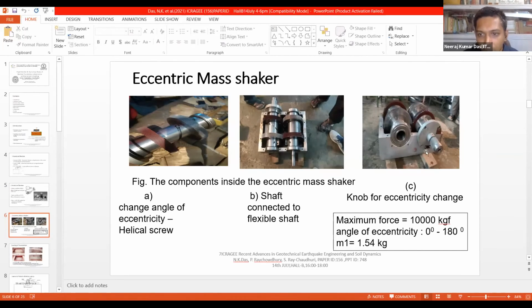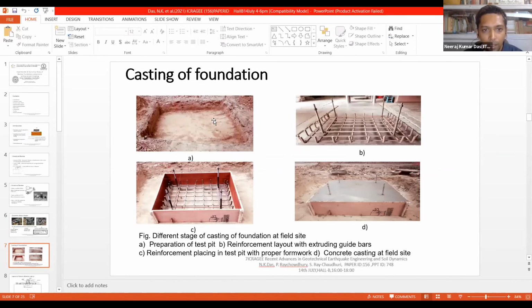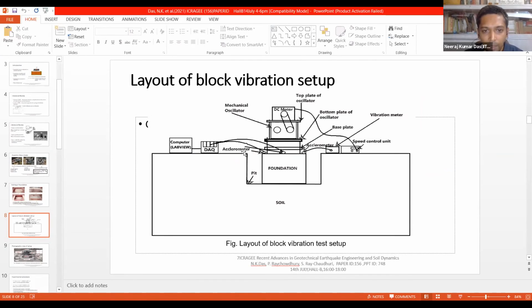Based on the capacity, or since we know the mass of the footing and the mass of the oscillator, we can have the range so that we can calculate the dynamic characteristic of the foundation soil system. First, a model footing is cast. The dimension is 1 meter by 1 meter in width and length, and the depth is 0.3 meter. After this, we have drawn a pit, because in earlier literature review, a 2 times pit is recommended. So this is the footing.